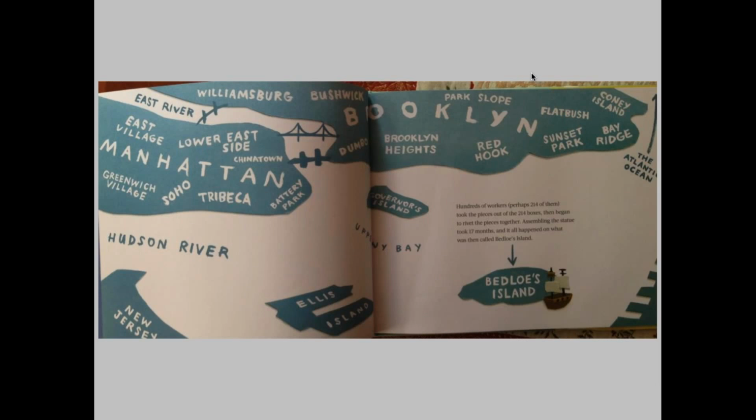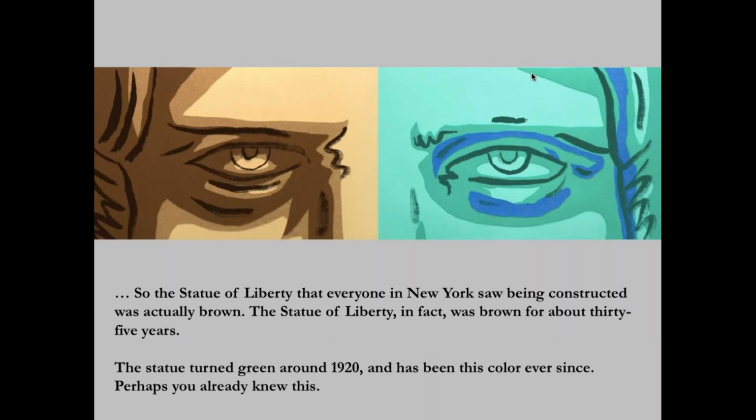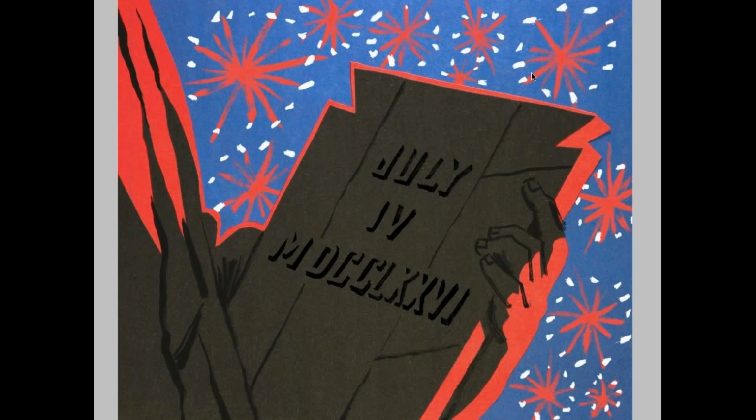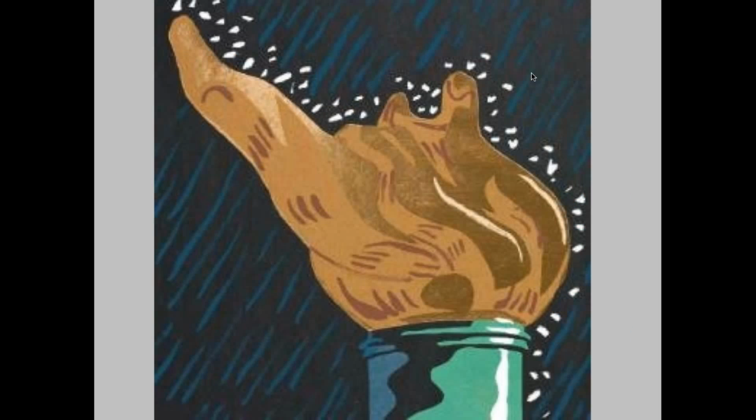Here we see a map of exactly where the Statue of Liberty was being delivered in pieces, 214 boxes. And that the Statue of Liberty that everyone in New York saw was actually brown. It was brown for about 35 years. The statue turned green around 1920 and has been this color ever since. Perhaps you already knew this. Some other important symbols on the Statue of Liberty.